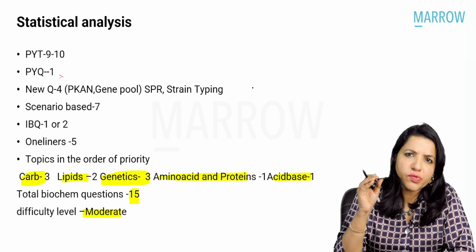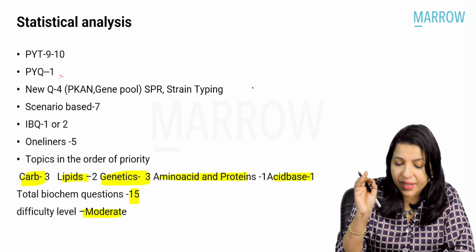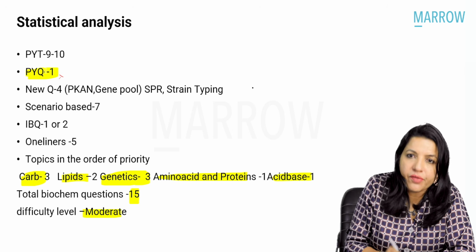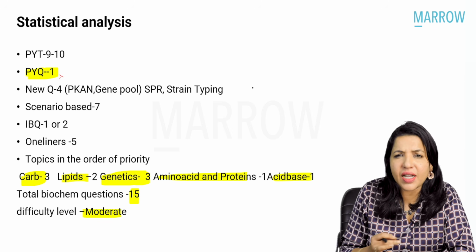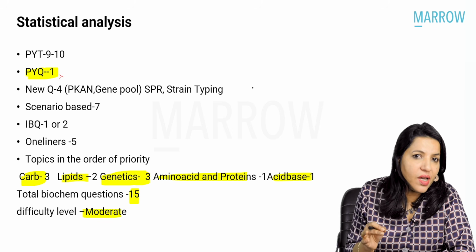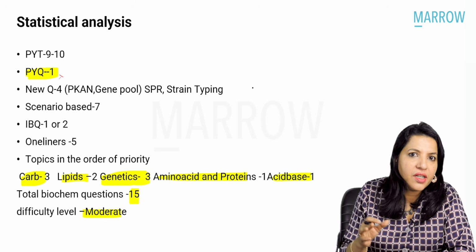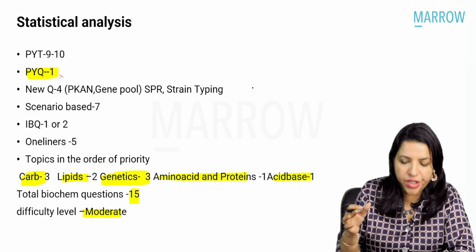If you ask me how many previous year questions there were, a direct repeat was only one question. That was a question on Curie's disease. Then the rest, 9 to 10 questions, were from previous year topics only. That is why I am saying moderate to difficult difficulty level. Not so easy, but moderate to difficult.